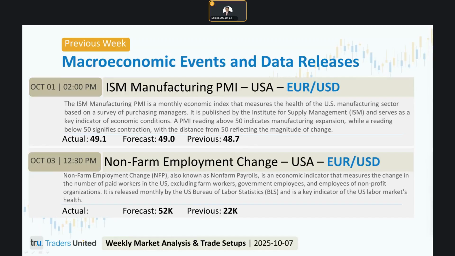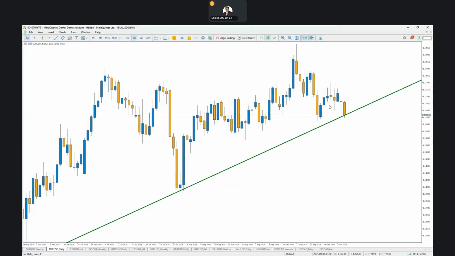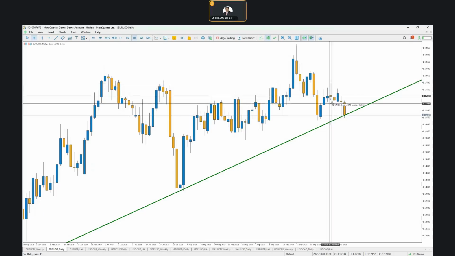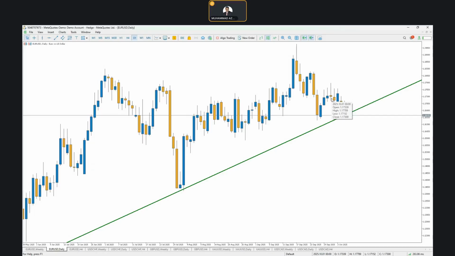Let me show you the chart of euro dollar. So over here, we got the news. EURUSD first tried to rally up, and then we got an overall bearish candlestick close. This is the daily chart of the euro dollar currency pair.